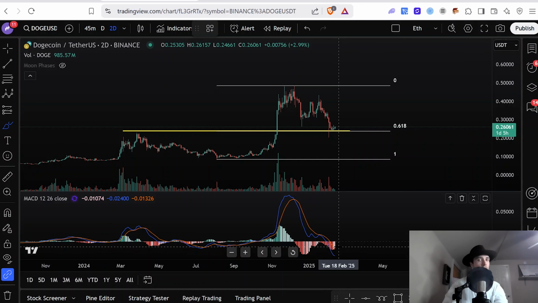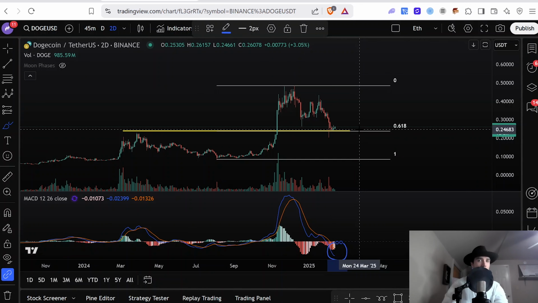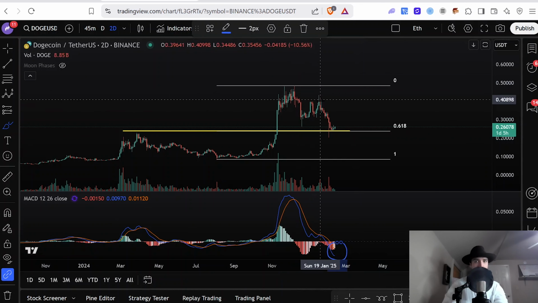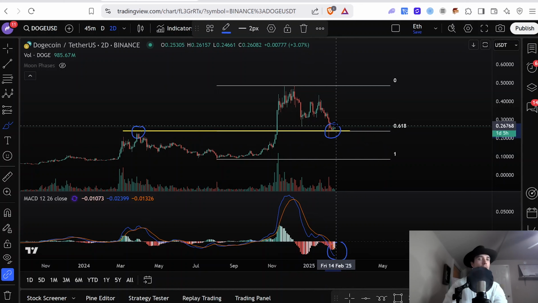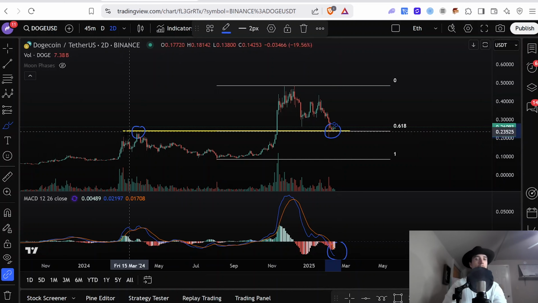Again, we're oversold on the MACD. We're on the 618. We've completed an ABC correction down. We're on horizontal support. This is the definition of a perfect entry here on Dogecoin, right here. That's the very definition. You're buying a major horizontal support level on a bigger time frame like the 2-day, and that support and resistance flip is a very profound area for buying. It's a great place to buy.